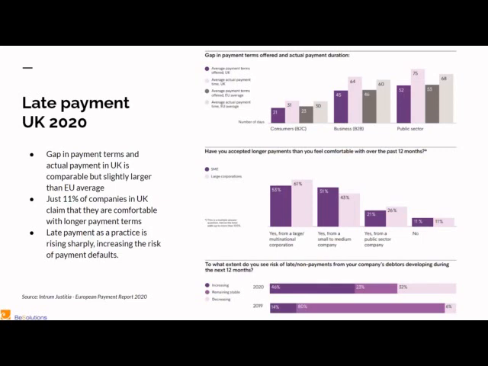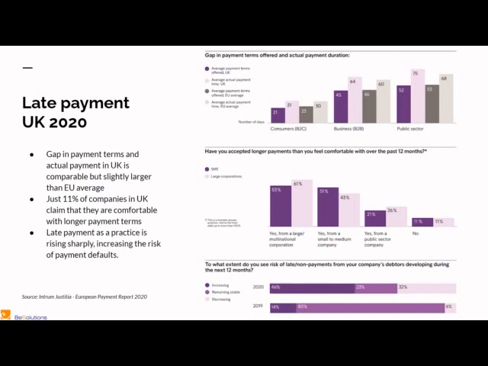To put some numbers on this, and to understand what late payment really is, let's look at the situation in the UK, since the UK is the hosting country for this event. The situation in other countries is more or less comparable. Here we have a chart from the European Payment Report for last year. Right on top, you see a chart that shows the gap between the payment terms offered and the actual payment duration. You can see that in the UK, in Europe in general, and elsewhere in the world, there is a significant gap between what is offered as a payment term and what is then achieved. This goes for consumer business, business to business, and also public administrations.